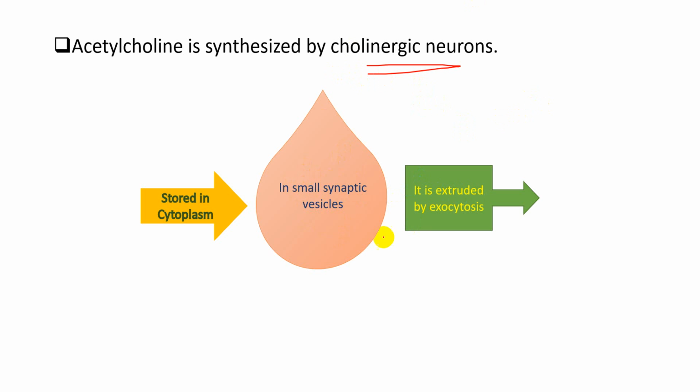It is excreted by exocytosis. Okay, I hope you all know what is exocytosis. Alright, so with exocytosis, what is going to happen? It will be excreted. When I say excreted, it means it will be expelled out by exocytosis. Alright, so it is stored in the cytoplasm in small synaptic vesicles, and excreted by exocytosis.